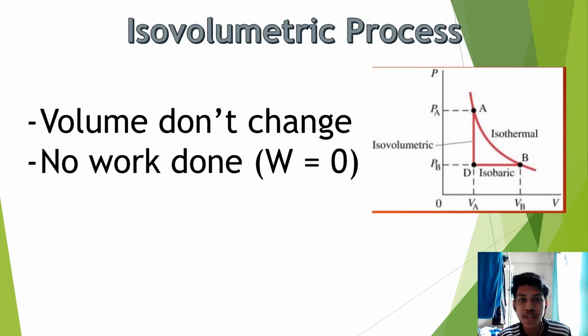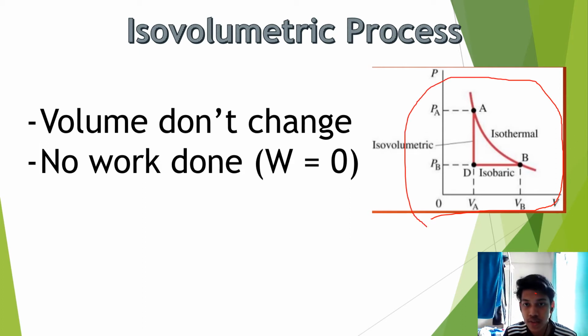Next is the isovolumetric process. This is a process where the volume doesn't change. When the volume doesn't change, it means that no work is done, so W will be equal to 0. Right here is the graph that shows the isovolumetric process, where you can see that V is constant and the only change is the pressure.